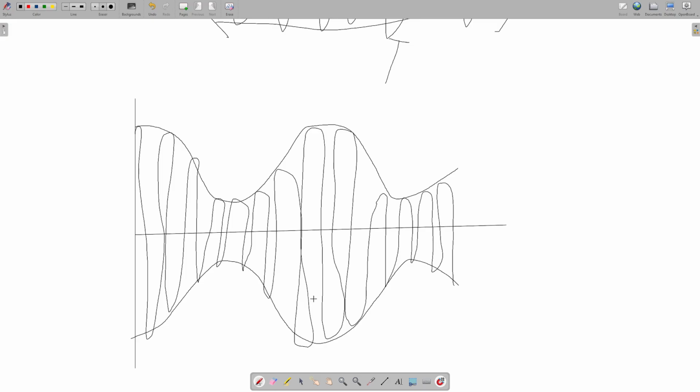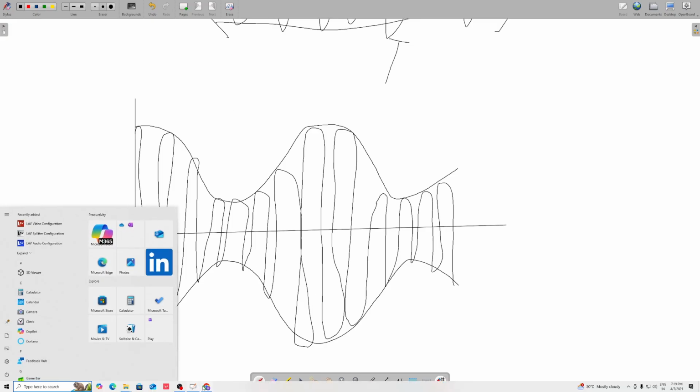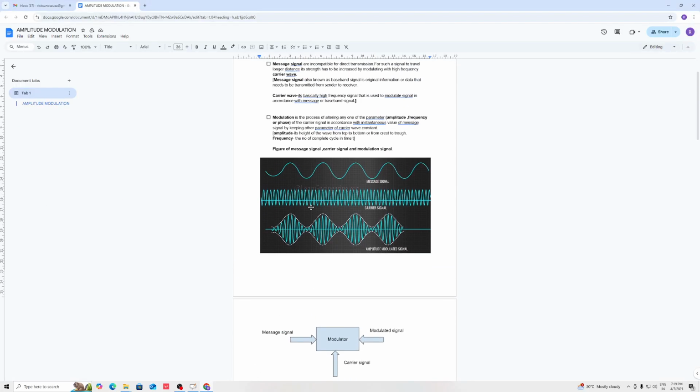So this is the diagram. This shows a clear cut diagram. This is the message signal. As you can see, its frequency, or number of cycles per time period t, is less than the carrier signal, which is a high frequency signal. As you can see, in time period t it has many cycles.